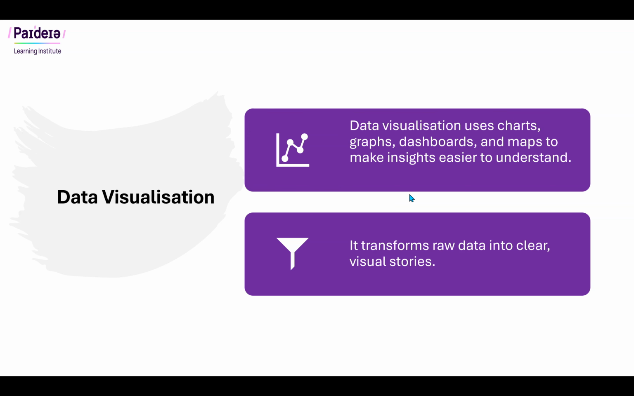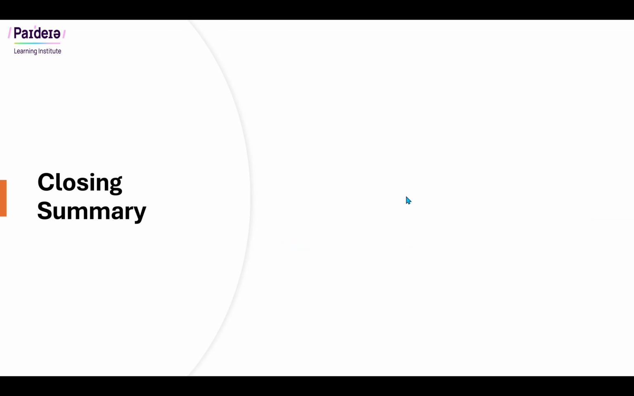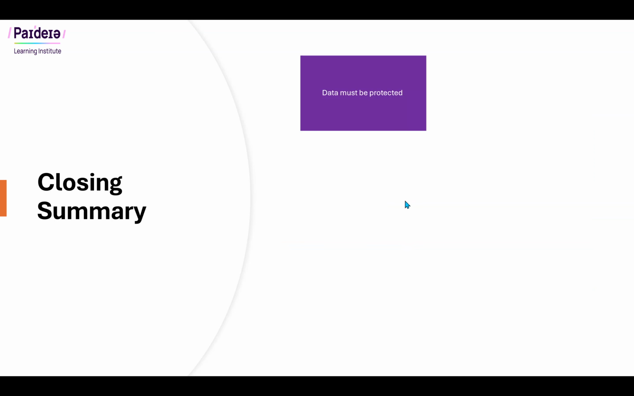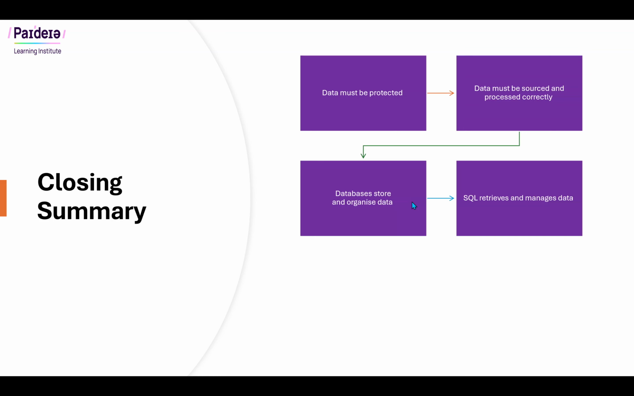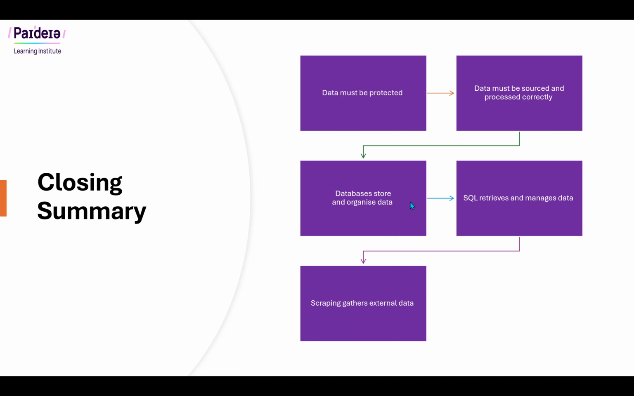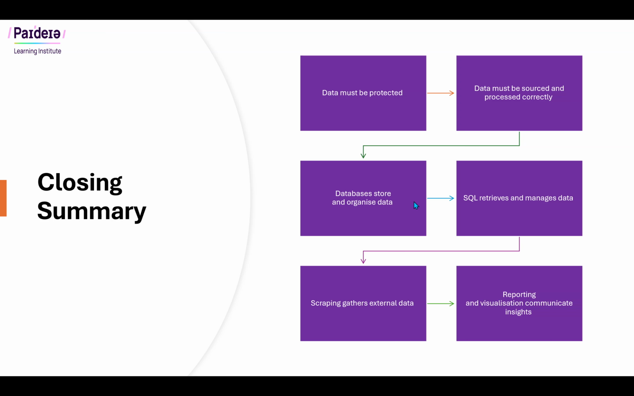All right. Then, in closing, it's been a long time coming. The first idea we talked about is that data must be protected. Data must be sourced and processed correctly. And database is where we store and organize our data. Then SQL is the language that we use to retrieve and manage the data. And then scraping gathers external data, such as from websites, from URLs, and so forth, and puts them in one place. And then reporting and visualization is then able to communicate insights of our data.